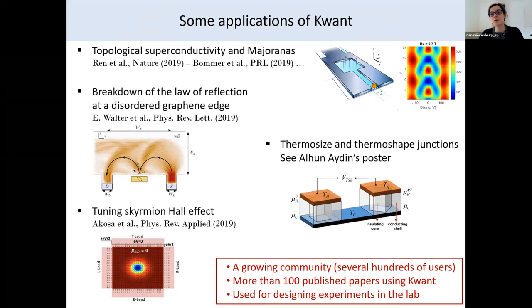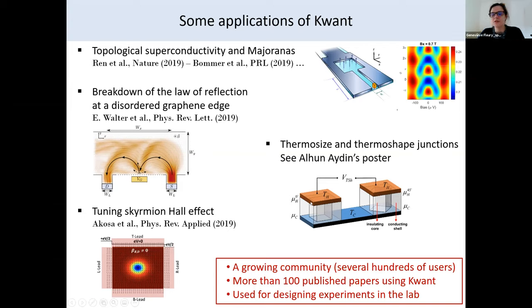So you see that with Kwant, we can deal with a large number of problems. Now I would like to show you just a few recent examples from the last two years. For instance, Kwant has been used to simulate electronic quantum transport in topological superconductors to discuss the signatures of Majorana fermions. It has also been much used to simulate quantum transport in graphene, here with a magnetic field which deviates the electronic path and with disorder. Here is an example of application in the field of spin orbitronics with skyrmions. And Kwant has also been used to simulate thermoelectric transport. I've seen that during this colloquium, a poster will be presented by Alun Aydin about such applications. So if you are interested, you are invited to have a look for more details.